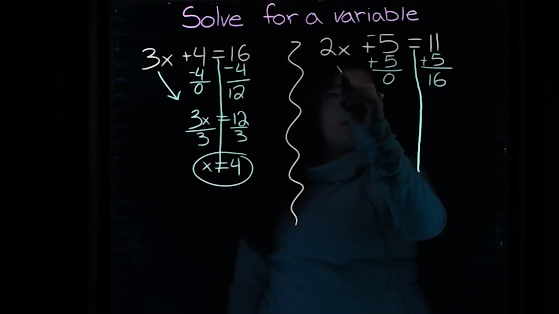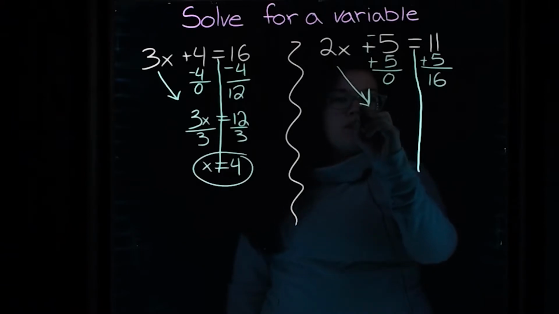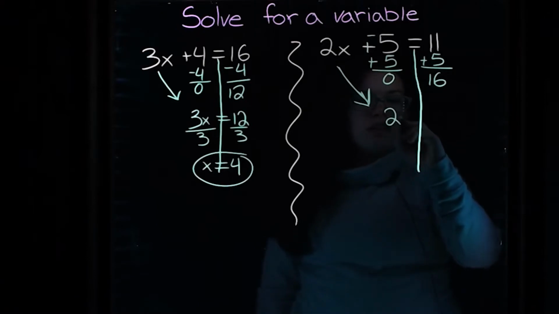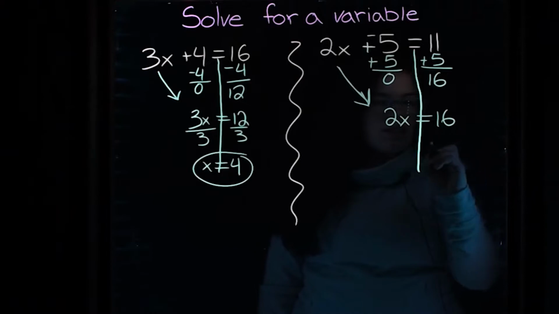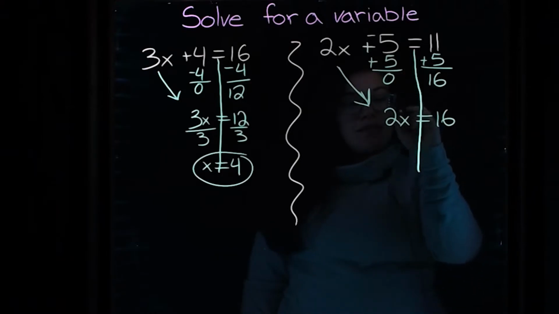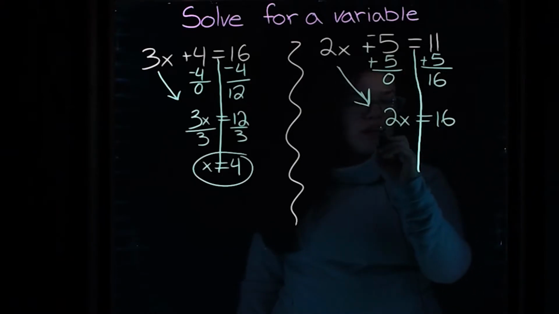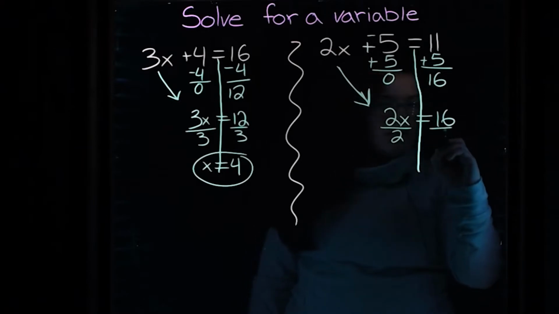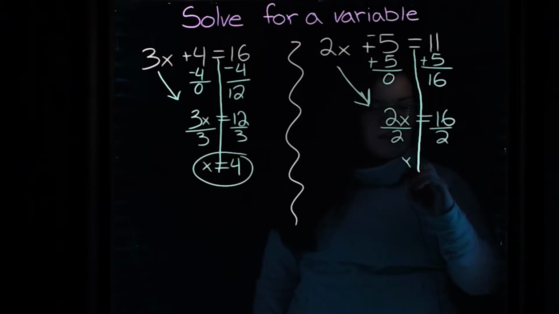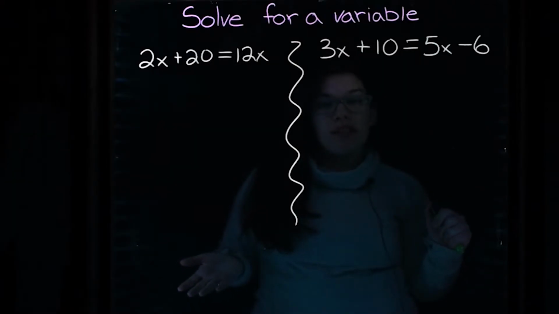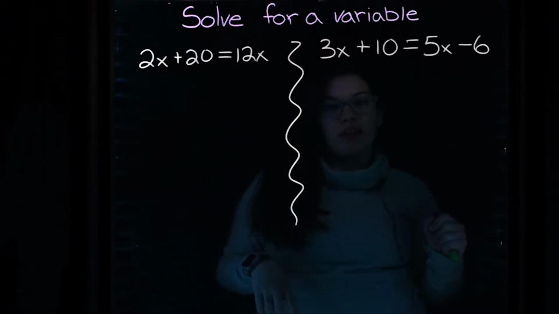Now again, I rewrite my equation that I'm working with to help myself stay nice and organized. Can't forget about that 2x equals 16. Remember that I divide to get the 2 and the x separated. So then I have x equals 8. Now let's look at some examples that have 2 variables in it.